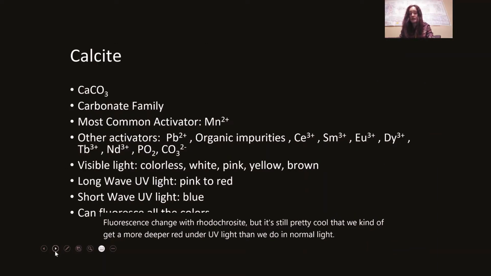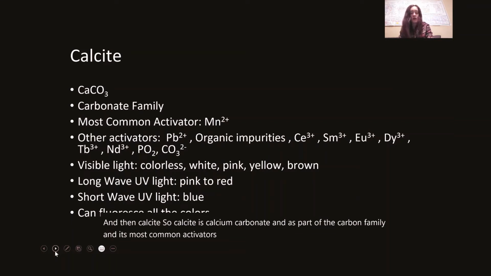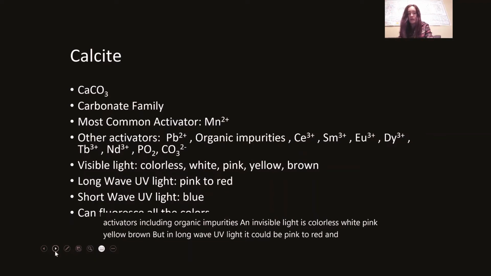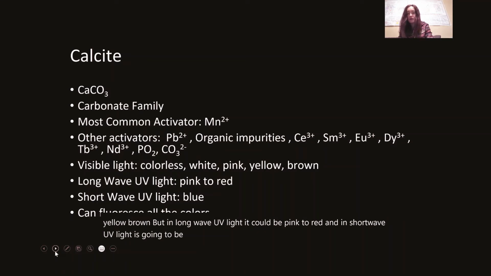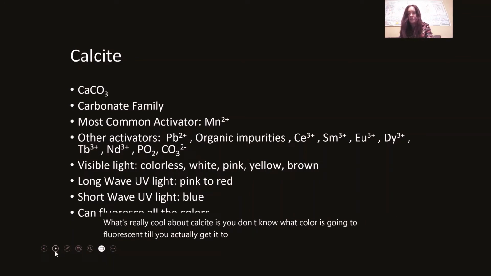And then calcite. Calcite is calcium carbonate, part of the carbonate family, and its most common activator is manganese, though it does have other activators, including organic impurities. In visible light, it's colorless, white, pink, yellow, brown. But in long wave UV light, it can be pink to red, and in short wave UV light, it's going to be blue. And calcite can actually fluoresce all the colors. What's really cool about calcite is you don't know what color it's going to fluoresce until you actually get it to fluoresce. It's kind of like the mysterious fluorescent mineral.